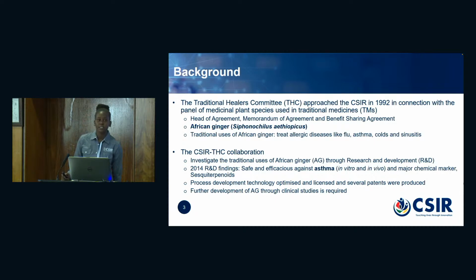In vitro studies involve the studies in a test tube or petri dish using cells, tissues, or organs, while in vivo use animals like mouse or sheep. The research also found that the major chemical marker in African ginger is part of the class of sesquiterpenoids. Process development technology was optimized and licensed, and several patents were produced from the studies. However, further development of African ginger through clinical studies is required.